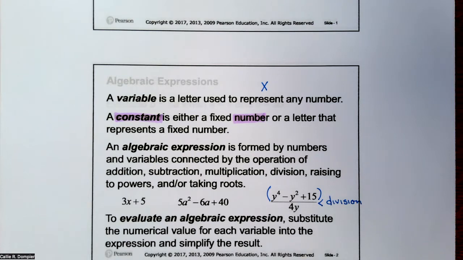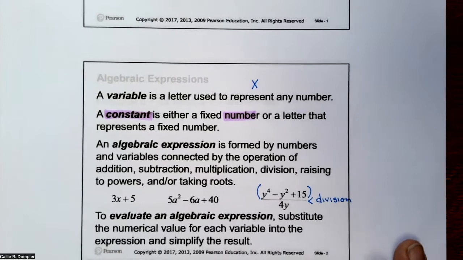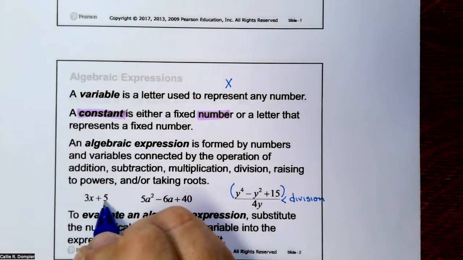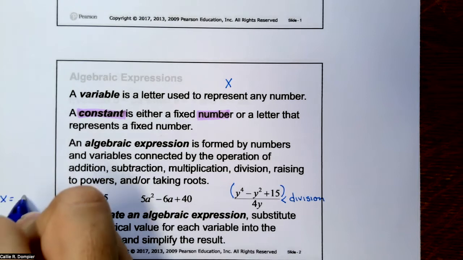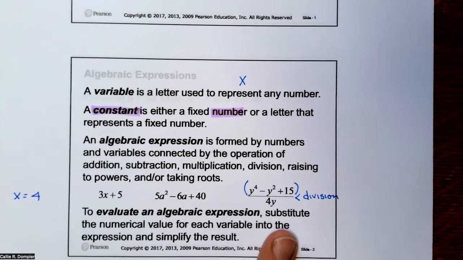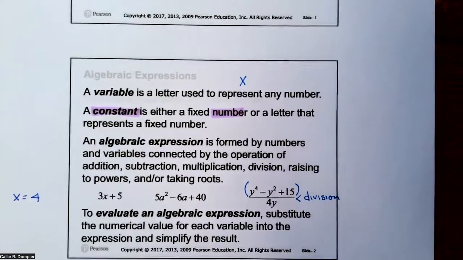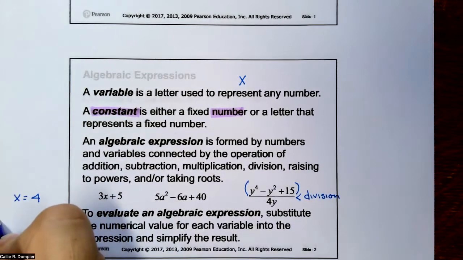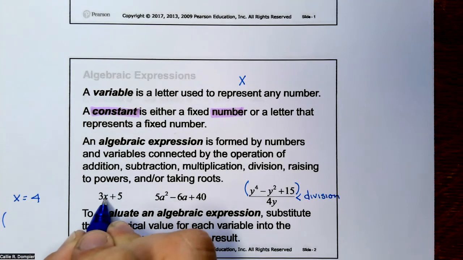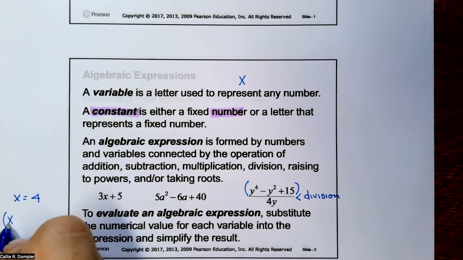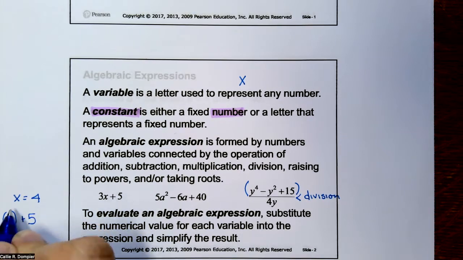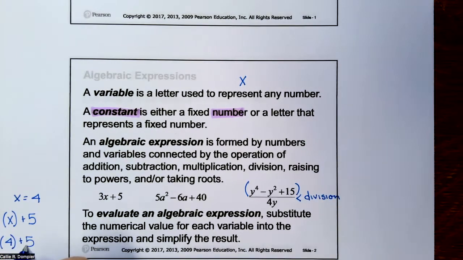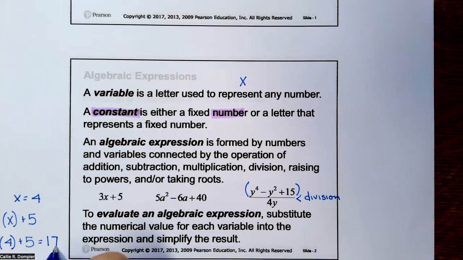To evaluate an algebraic expression, substitute the numerical value for each variable into the expression and simplify the result. If I have 3x plus 5 and I know that x is 4, I'm going to substitute that 4 in. The way I would do that is I would take that variable, x, put it into parentheses, and then substitute out the x and substitute in the 4. 3 times 4 plus 5, right? That would be 17, I think.